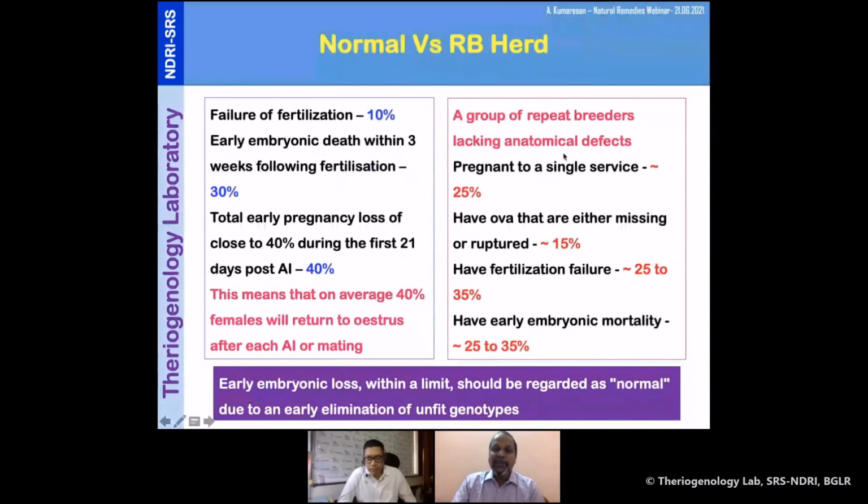If you see a group of repeat breeders, they have been inseminated 3 times. But if you go for a 4th time, at least 15 to 25% of the animals will conceive by themselves, without any hormonal intervention. The cases of concern for us are 15, 25, and then 35%: anovulation, fertilization failure or embryonic mortality. So in this 50% area we can concentrate and improve.